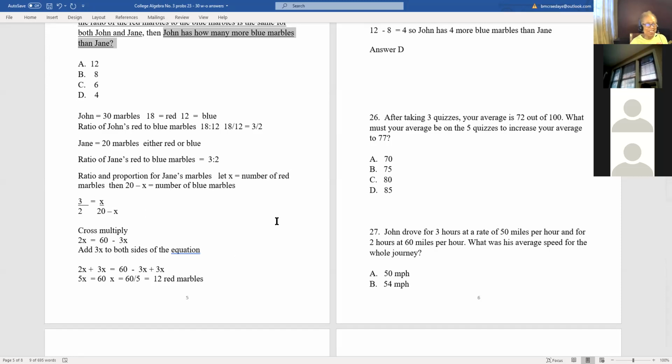It's tricky because they gave you some answers that were part of the steps that you go through. The 12 was the number of red marbles, but they didn't ask you that. They said, John has how many more blue marbles than Jane?